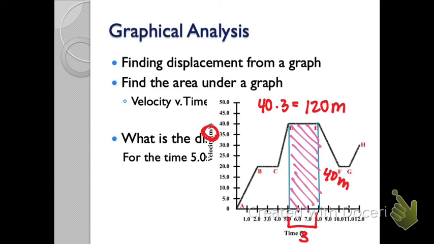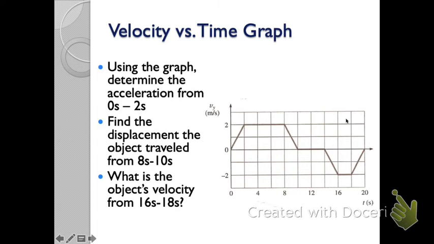Does that answer seem rational? I want you to just take a look right here. For these 3 seconds, he's got his cruise control set at 40 meters per second. So 40 meters per second for 3 seconds should make sense to us that we're coming out at 120 meters. Okay? All right.